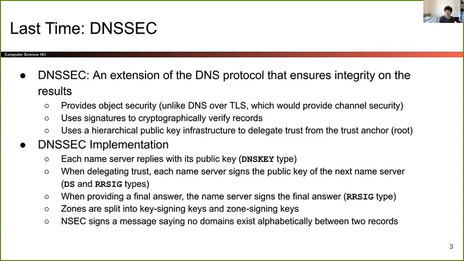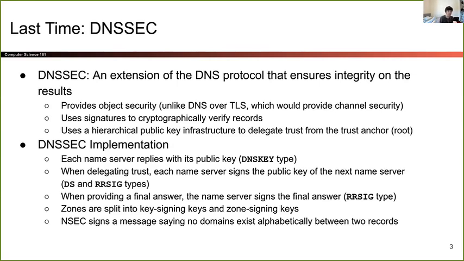Last time we talked about DNSSEC. DNSSEC is how we extended the DNS protocol to ensure integrity on our results. It provides object security over our records, which basically helps us to verify that a record is correct using cryptography, without having to guarantee the integrity of our channel. We only need the integrity of the record itself.